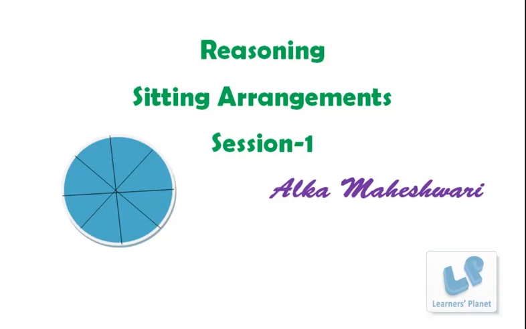Friends, this is our reasoning session, and in this particular session we are going to discuss sitting arrangement. There are various types of sitting arrangements: circular sitting arrangements, straight line sitting arrangements, sitting arrangement around a square, maybe a rectangle. Various sitting arrangements are possible, right? So the questions are quite common to be asked in various examinations, bank examinations, CAT examinations, and any other examination in which aptitude is the main part, right?